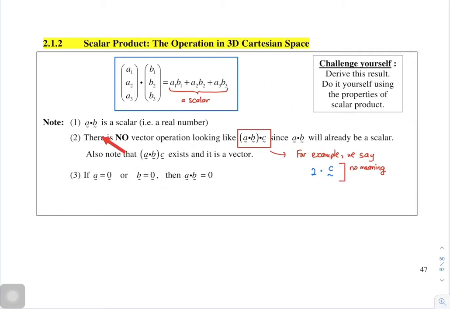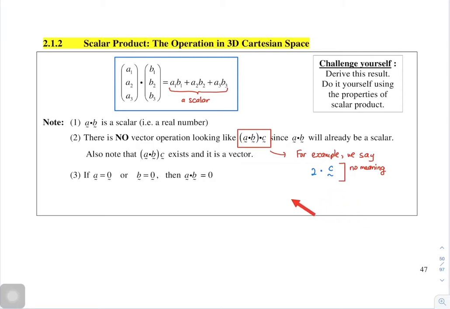As mentioned before, A dot B is a scalar, an actual real value number. Then there is no such thing where the operation looks like this. This one has no meaning. The reason being, by the definition of the dot product, A dot B is already a scalar. So if you were to write this, you are actually saying that a scalar dot with another vector. For example, you are saying that 2, the number scalar, dot with another vector. This one has no meaning at all.